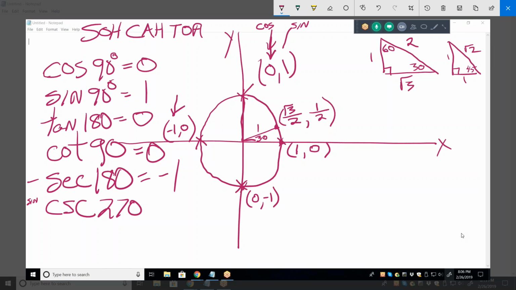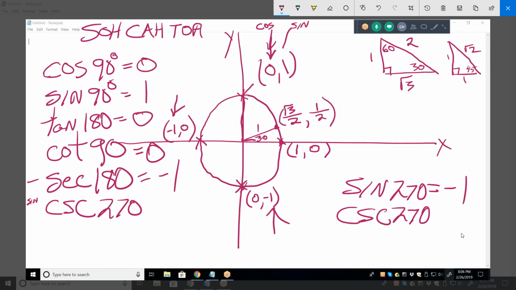So the first thing let's do is figure out what the sine of 270 is. Again, just look at your x and y coordinates. What is it? Oh, -1. Therefore, what is the cosecant of 270? It's going to be the reciprocal of -1 again. So -1. Okay, what else they got?